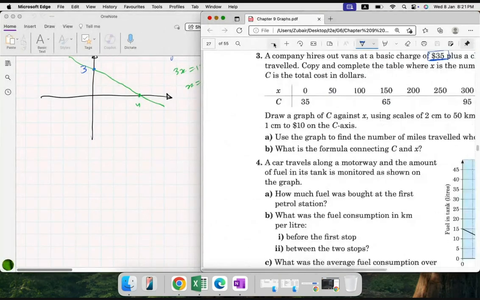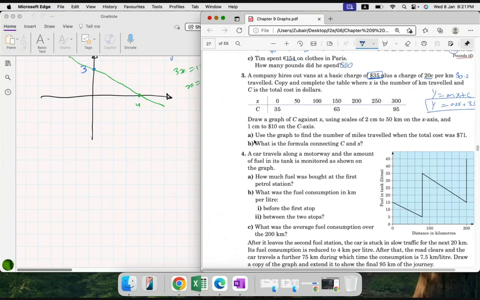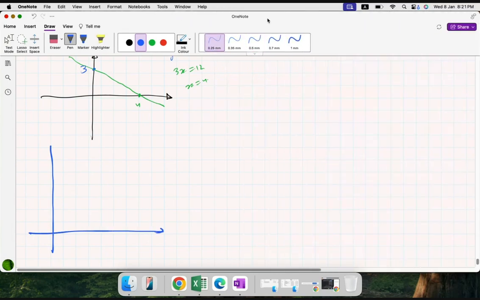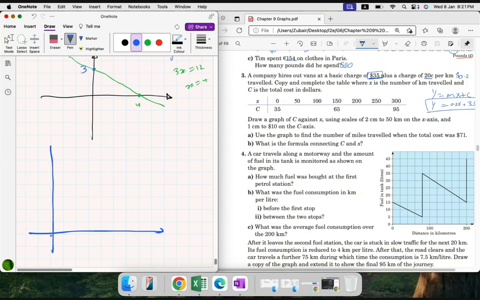If we have to draw the graph, it is clear that we draw the y-axis and x-axis, and we know that this is 0, 0 on both sides. Let's say this is 10 kilometers, 20 kilometers, 30 kilometers, 40 kilometers, and let's say this is 1, 2, 3, 10, 20, 30 and $40. Let this be dollars, let this be kilometers.